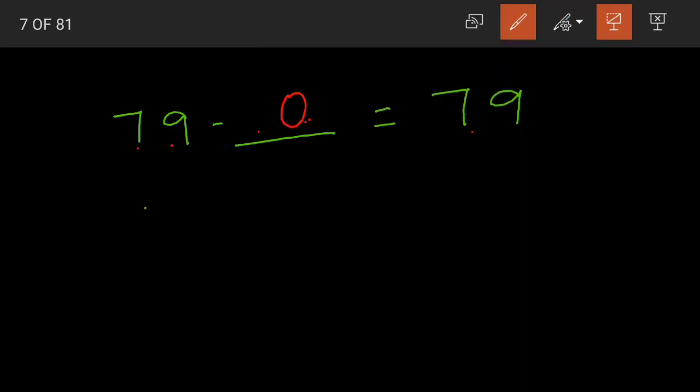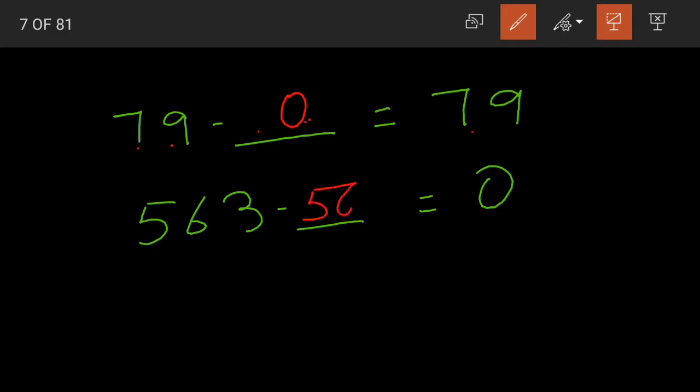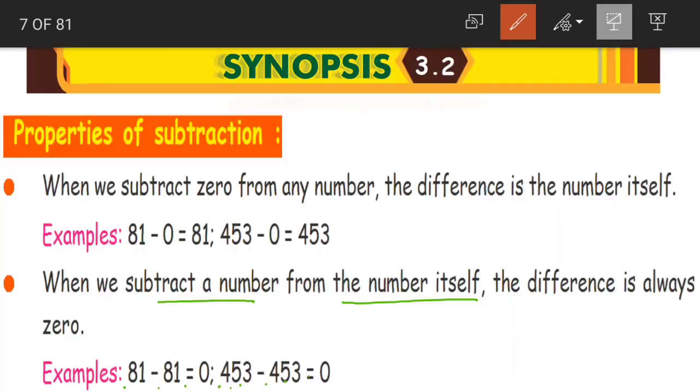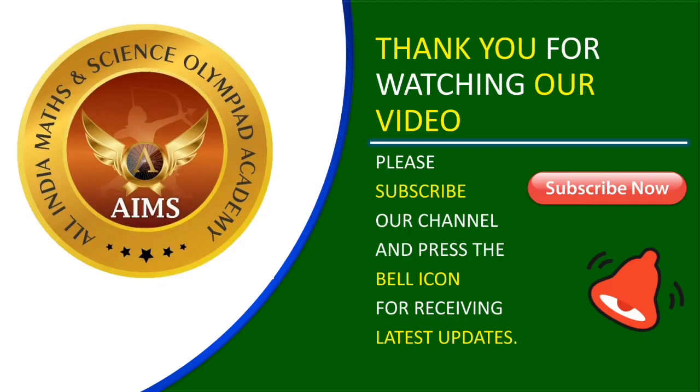Now moving on to the next question. 563 minus dash is equal to 0. Now what should be subtracted from 563 to get 0? Yes, 563, the number itself. When we subtract a number from the number itself, then only we will get the answer as 0. Yes, I hope today's topic was clear children.